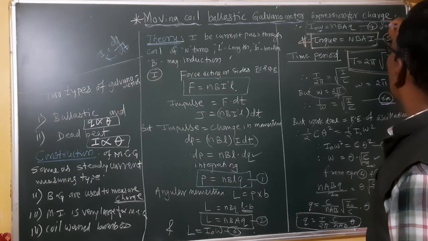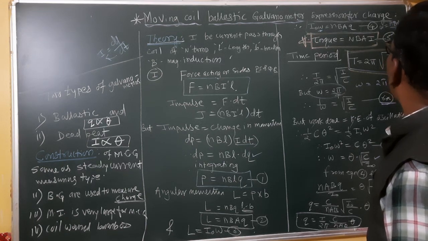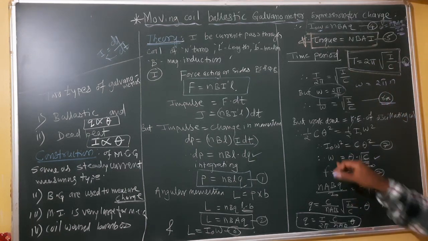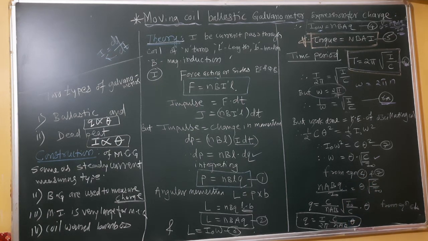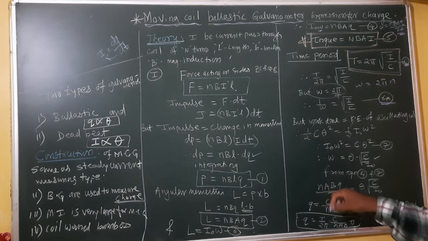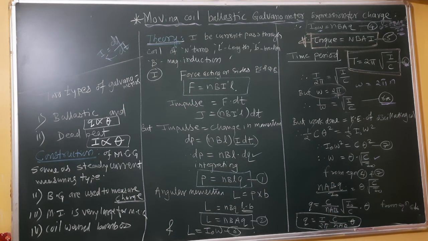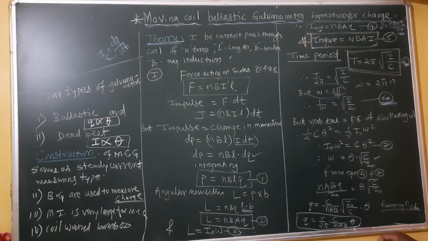Omega is equal to NBA into Q divided by I0. Substitute this value here. That is, omega is NBAQ divided by I0, theta into C by I0, and here we have to find the value of Q. Q is equal to C upon NBA. C is the constant, and here C upon I0 is from equation 6 star. What is equation 6 star?